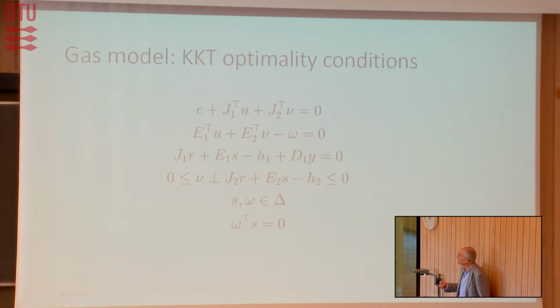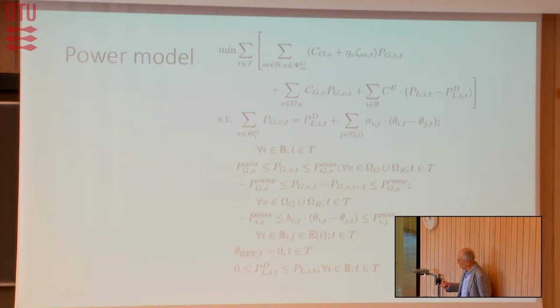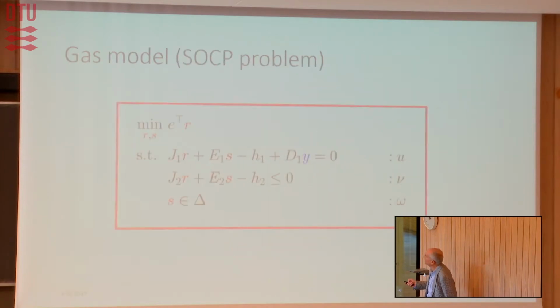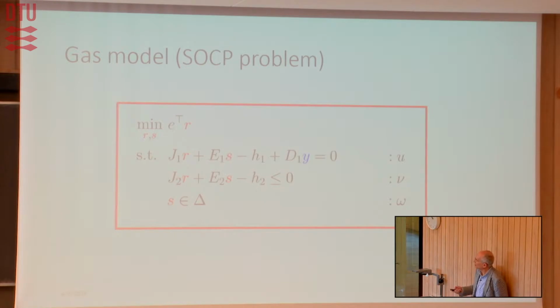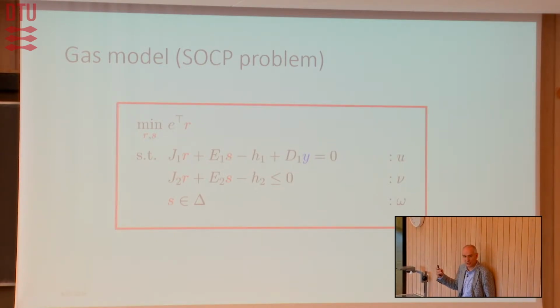That's the KKT condition. In the case of the gas model, if this is a second order conic, we can actually write the dual as well and impose the primal constraint, dual constraint, and strong duality equality in this case as well.